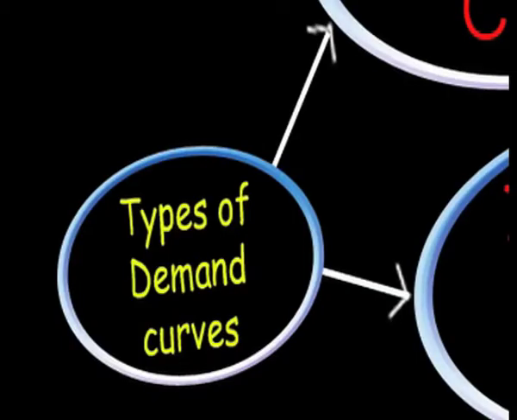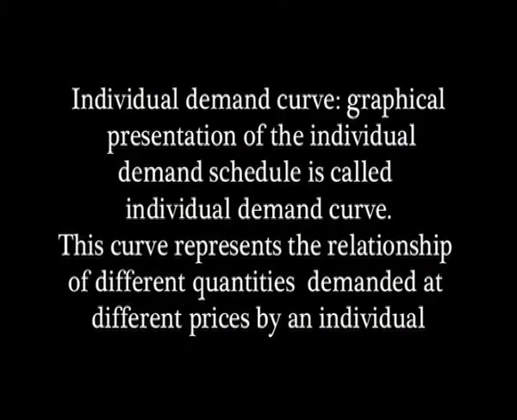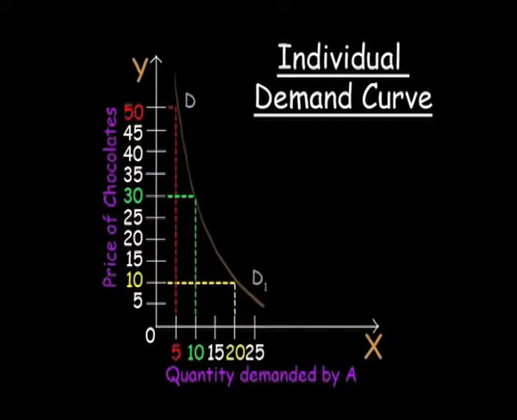The assumptions for construction of demand curve are: only the price changes while other factors remain constant. Demand curves are of two types: individual demand curve and market demand curve. Individual demand curve is the graphical presentation of individual demand schedule. This curve represents the relationship of different quantities demanded at different prices by an individual. Look at this curve. Based on the individual demand, these are the various prices at which A's demand stands.